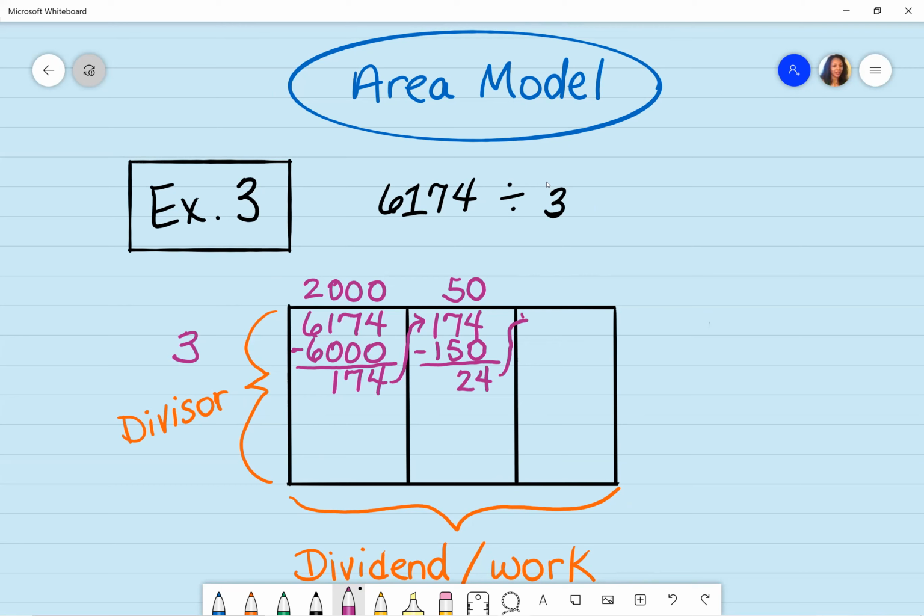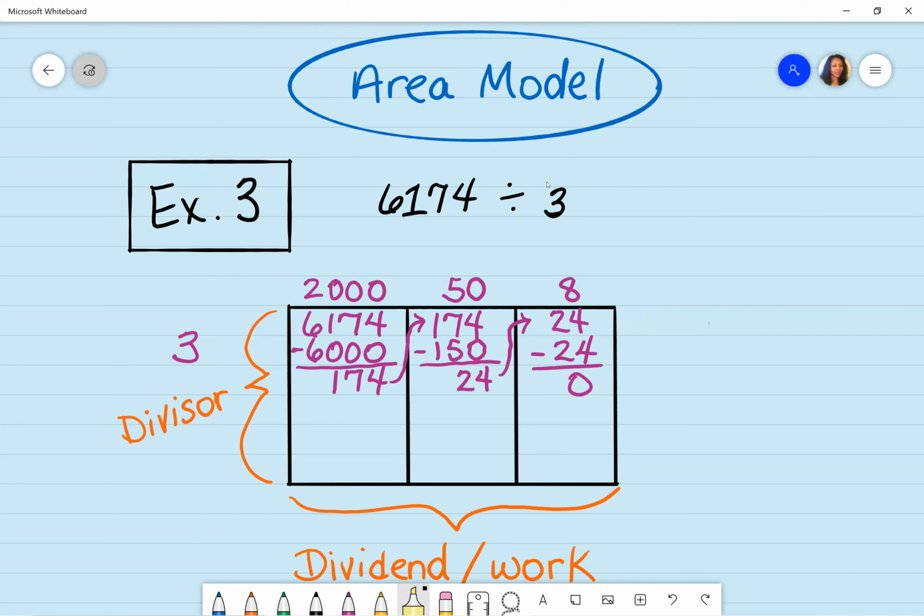Take this 24, I move it to the next box. What's 24 divided by 3? 24 divided by 3 would equal 8. And then I multiply 8 times 3, that's 24. And I see that I have 0 remainder, so I can stop. But if this number was bigger than my divisor, I would keep going, so I would just create another box.